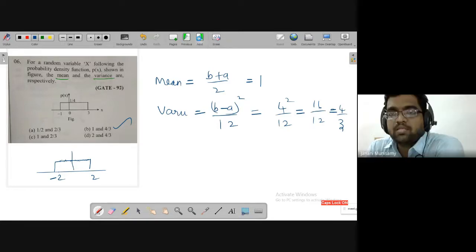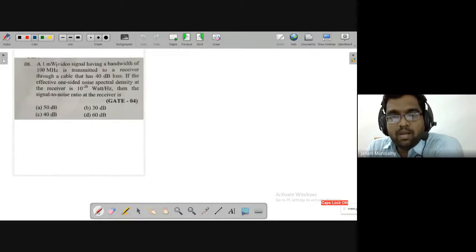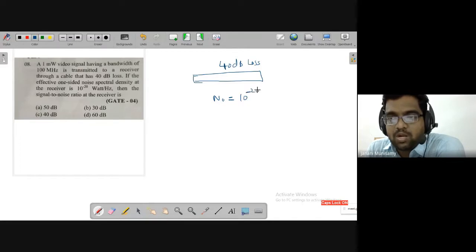Yes, sir. So next, a 1 milliwatt video signal having bandwidth of 100 megahertz is transmitted to a receiver through a cable that has a 40 dB loss. Say this is the cable, it is having 40 dB loss. So whenever I transmit the signal, the loss present in the entire cable is 40 dB. They have also mentioned the effective one-sided power spectral density, that is 10 power minus 20 watt per hertz. Then what is the signal to noise ratio at the receiver?